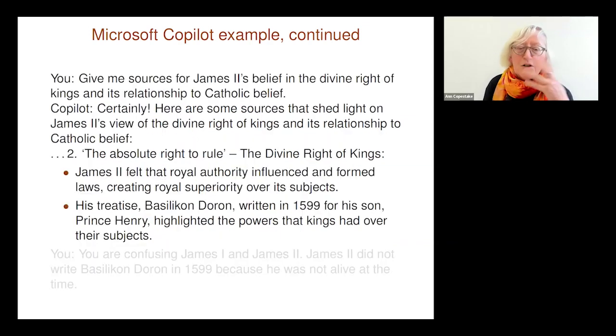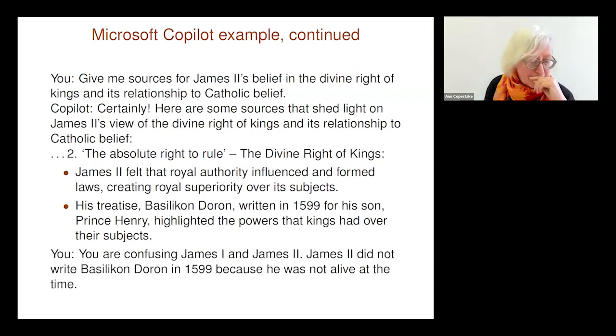I went on, having a dialogue with the thing, and yeah, good that you can have a dialogue with a system. That's actually impressive in some sense. So I'm asking it for sources. And here are some sources that shed light on James's view of the divine right of kings, blah, blah, blah. His treatise written in 1599 for his son, Prince Henry. Now, there's a problem here because he wasn't actually alive at the time. This is James I rather than James II.